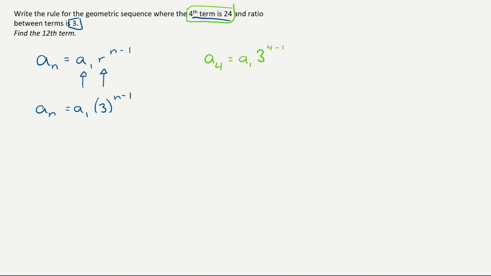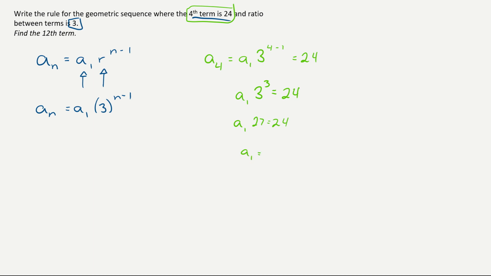And what does that equal? 24. So we know that a sub 1 times 3 to the 3rd power equals 24. So a sub 1 times, let's see, what is 3 to the 3rd power? 3 times 3 is 9, times 3 is 27. So we have this.